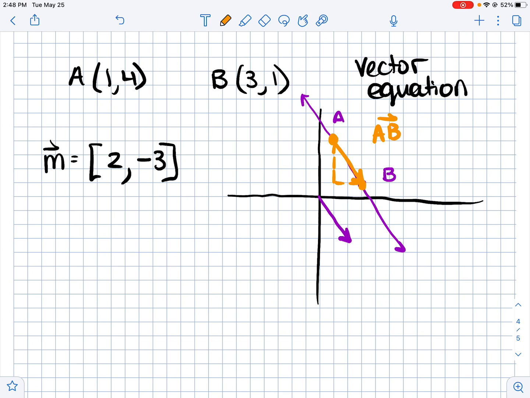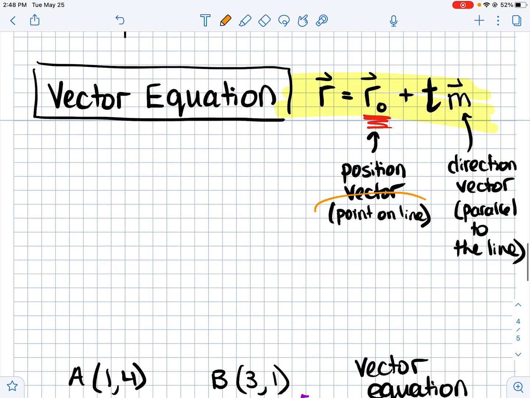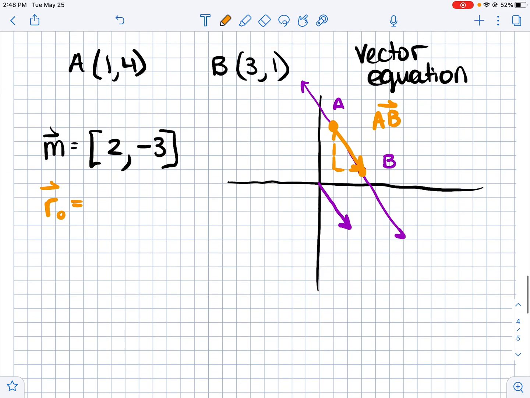Okay, so I've got a direction vector. The other thing I needed was R0, which is a position vector. And remember I said above, it's like a point on the line. So I could use either of those points. So I could use A, 1, 4. The vector 1, 4 would be this vector. So it's pointing right to a point on my line. So that's all I need, a direction vector and a point on the line.